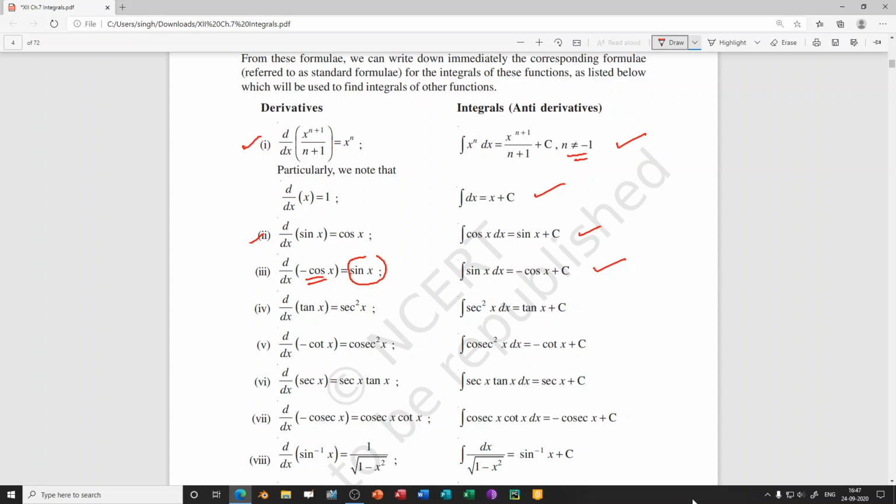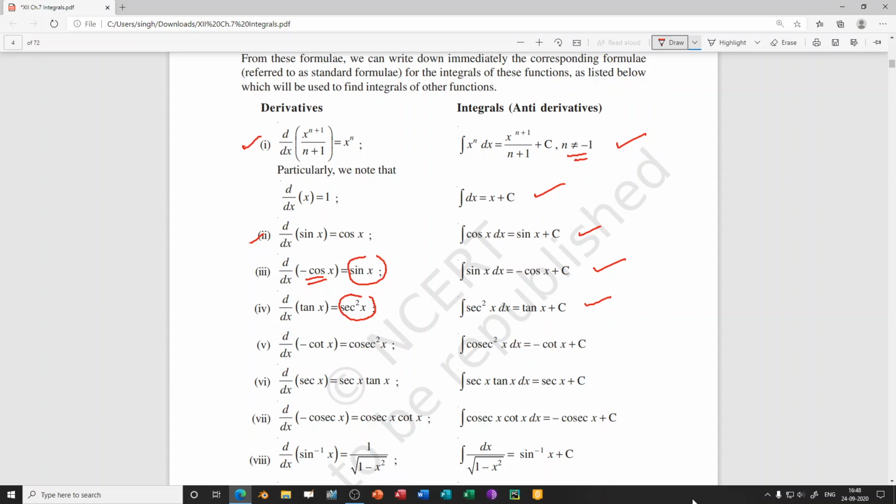Now let us check the fourth one. Differentiation of tan x is sec square x. So if we integrate sec square x, what we are going to get is tan x. So that is integration of sec square x dx is equal to tan x plus c. Same way now, we'll just learn the formulas, and these formulas will be very, very important for solving any of the problems in which they are applicable.